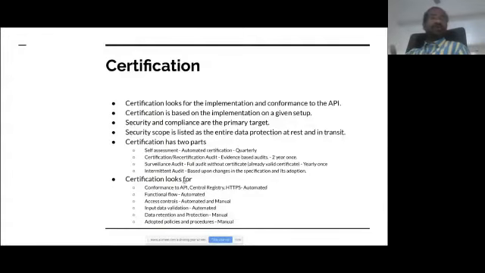Next, what do we look for in certification? It looks for conformance to the API, to the central registry, and your proper HTTPS channels being used. It's all completely automated for those things. We also look for a full functional flow with the positive scenarios. That is also automated.